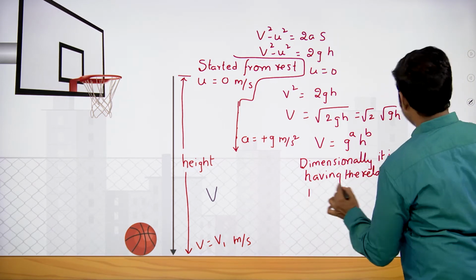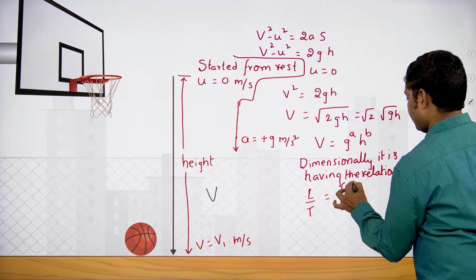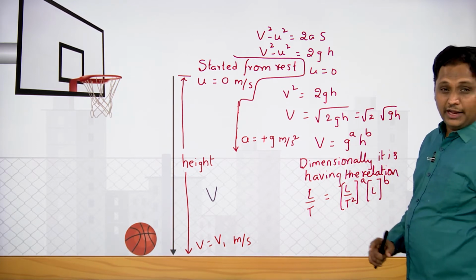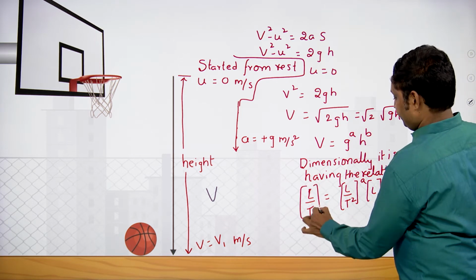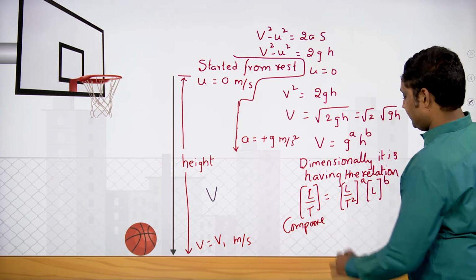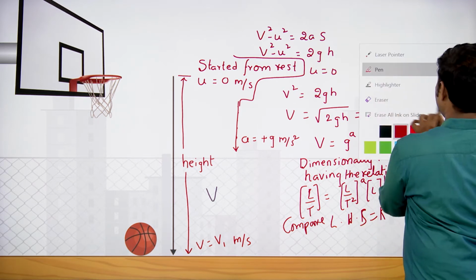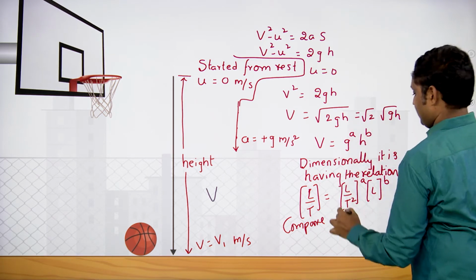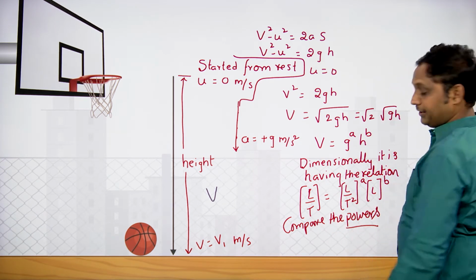That is L by T is equal to L by T square power a, L power b. Are you getting this point? Please have a look. Compare LHS and RHS, and just take the powers.